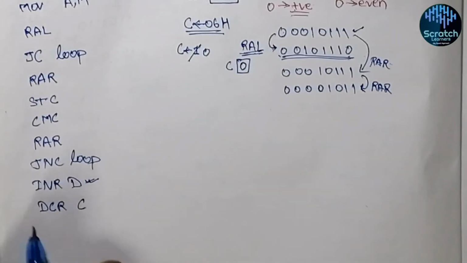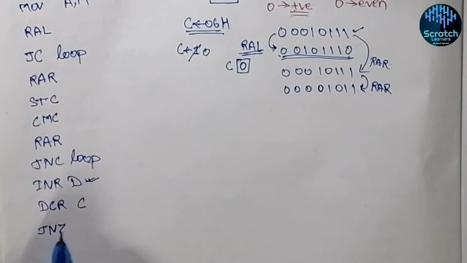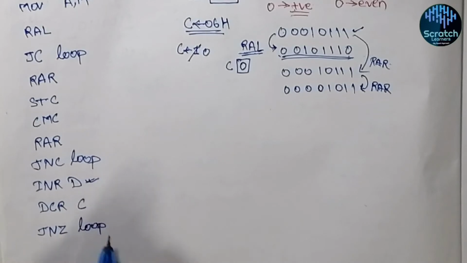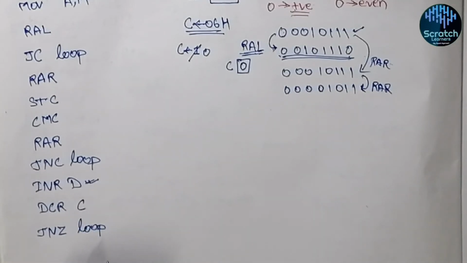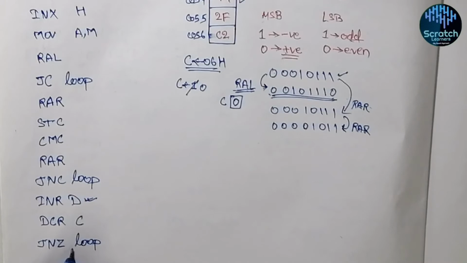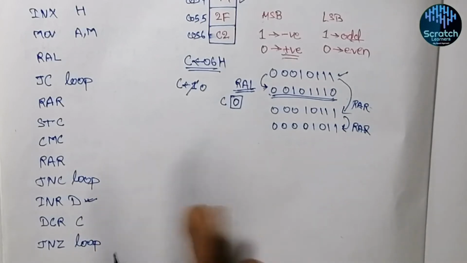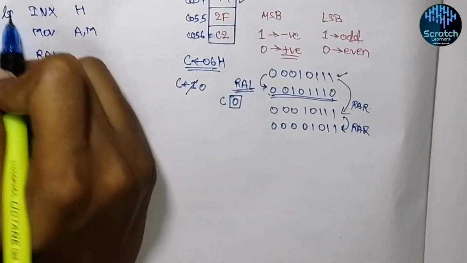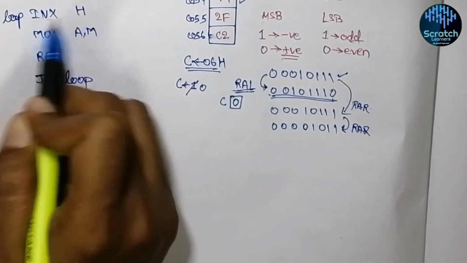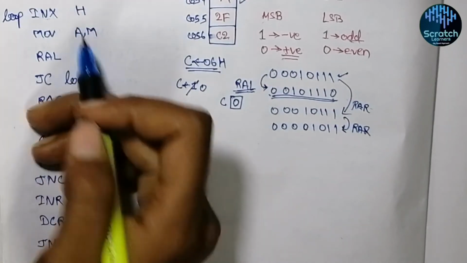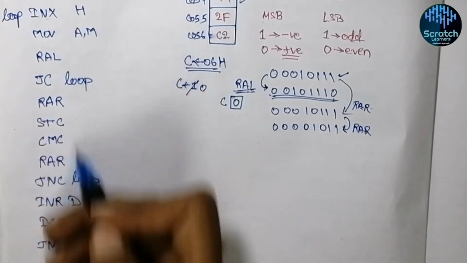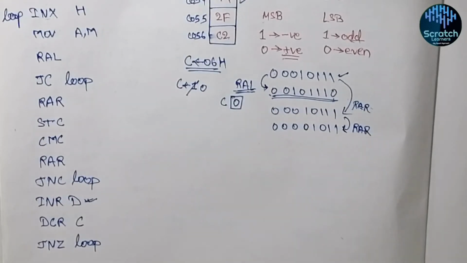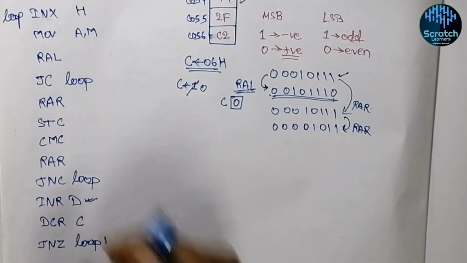And the next step, you all know, we will check with JNZ loop whether the content of C is equal to 0 or not. So this JNZ loop will jump to which location? If the content of C is not equal to 0, we will fetch the next data. So for that, we will move to this location, where we will fetch the next element, move it into the accumulator, and all the steps will be repeated. Let's say this is loop 1.